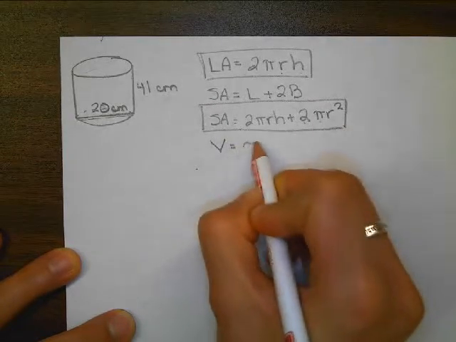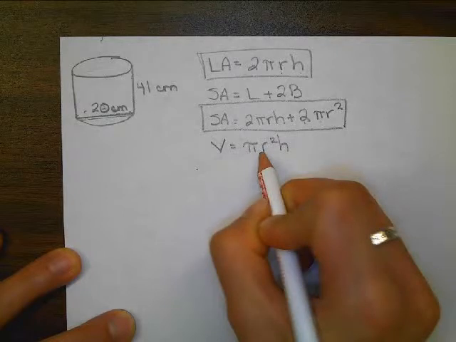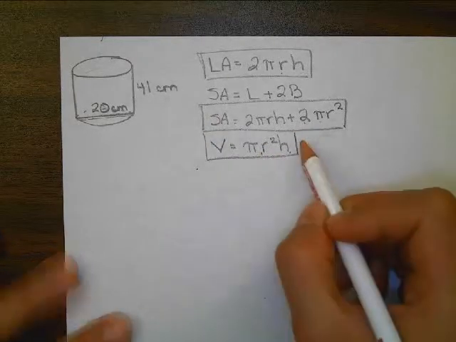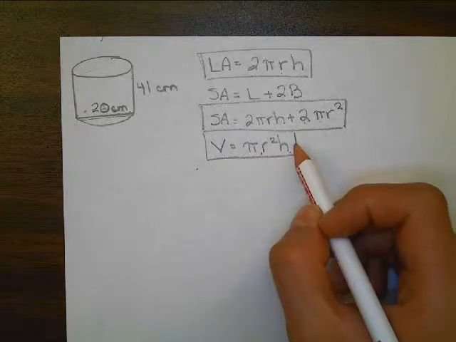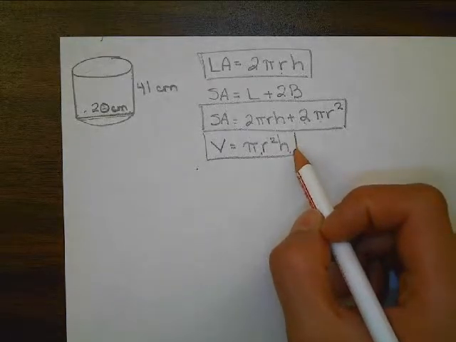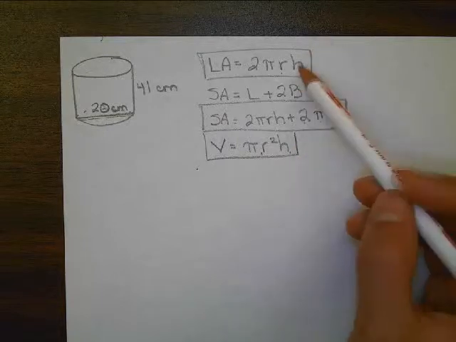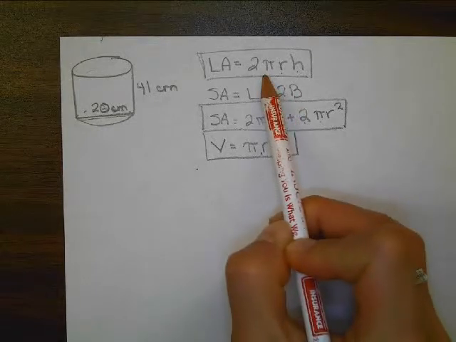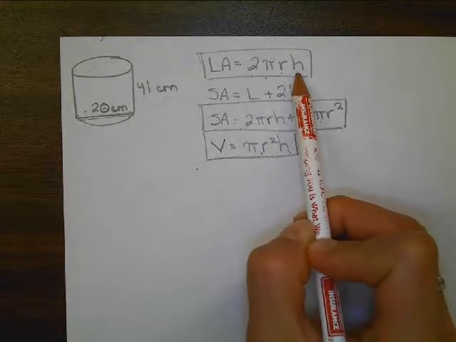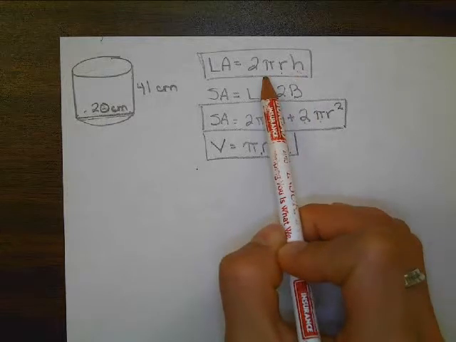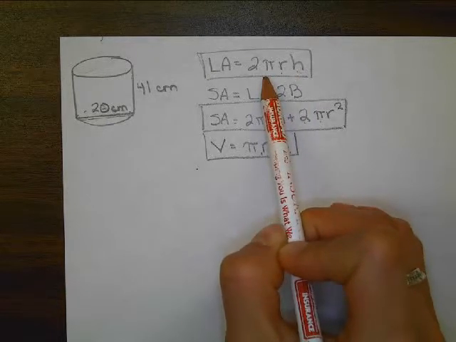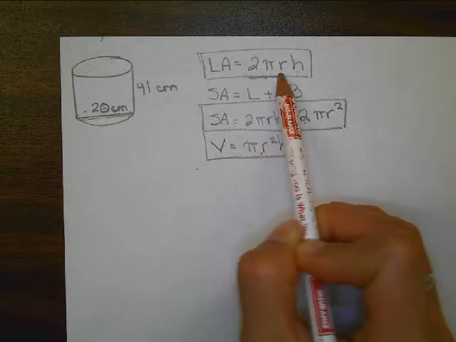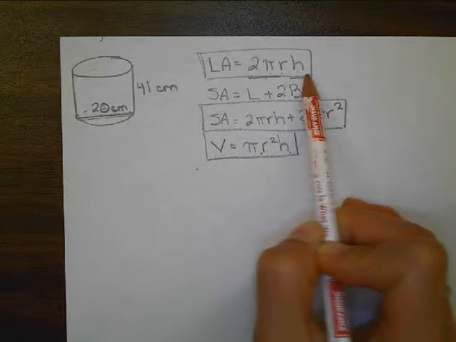And then the volume is found by pi r squared, which is the area of the base, times the height of the cylinder. These formulas are very similar to the prism formulas, because if you think about it, a cylinder is a prism, it just has a circular base. If you remember from the prism formula, it was P times H, where P was the perimeter. Well, in a circle, the perimeter is actually the circumference, which is found by 2 pi r. So this is basically the circumference of a circle times the height again.